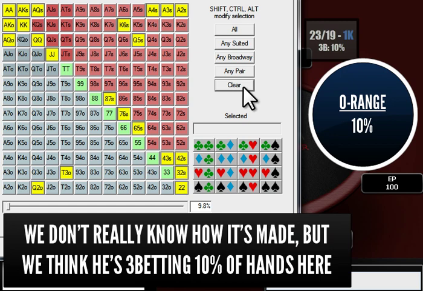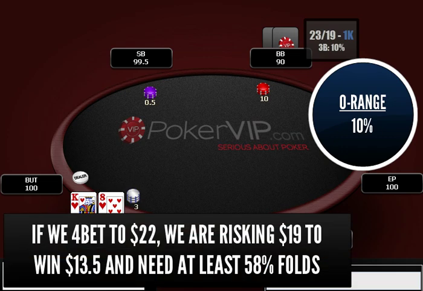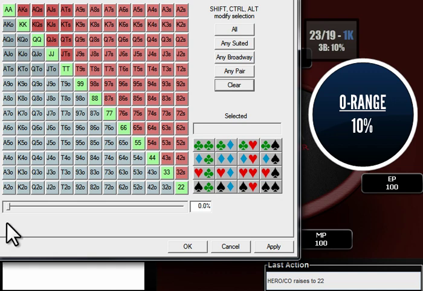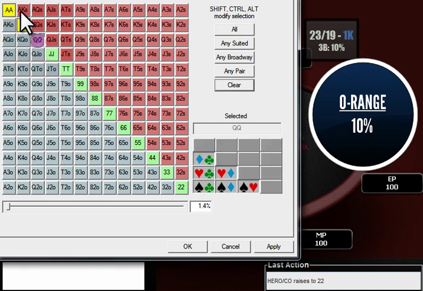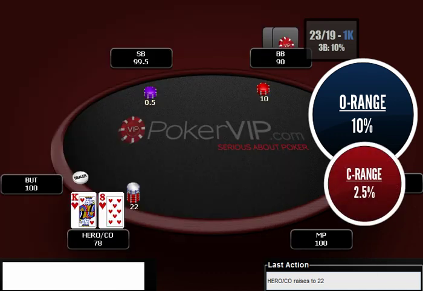And in all actuality, all I really care about is, can I generate enough folds if I go for a 4-bet? So in order to do that, we can simply look at some basic math. We can look at the math on the break-even point of our 4-bet. So say we were to 4-bet here to 22. That means we are risking $19 to win 13.5, which means that we need at least 58% folds to break even. And then we can start looking at what he would logically continue with if we were to make that 4-bet. And let's just assume he would continue with queens plus and ace-king, which is roughly 2.5% of hands.